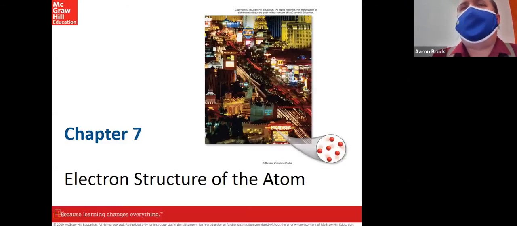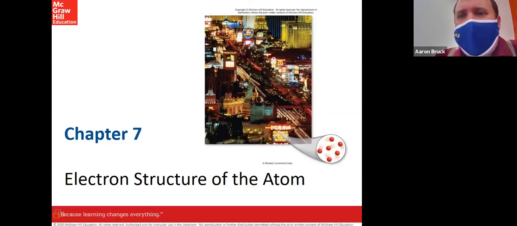When we last spoke about atoms in chapter 2, we kind of left off with a cliffhanger of sorts. We understood that there were protons and neutrons and electrons. And we knew that the protons and the neutrons existed in the nucleus, and the electrons existed outside of the nucleus. But aside from that, we didn't really have a whole lot to say.